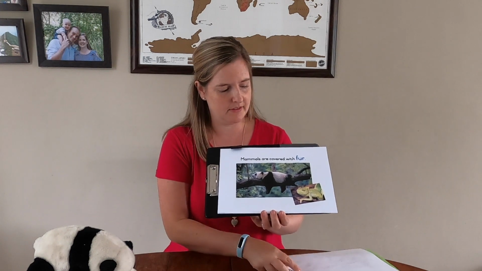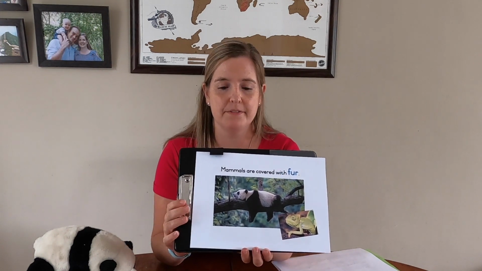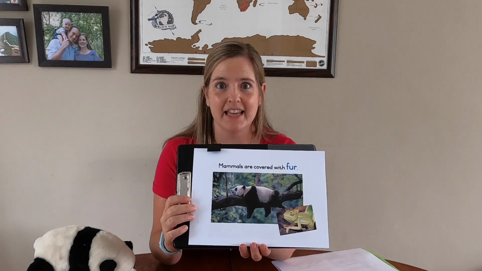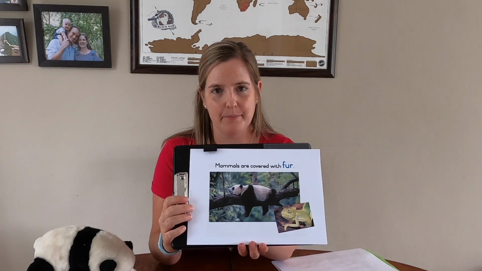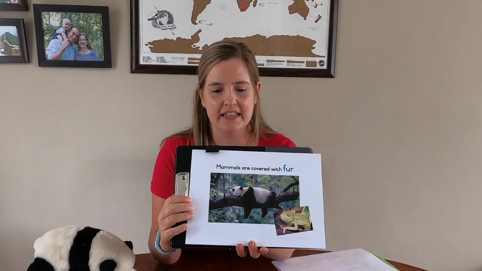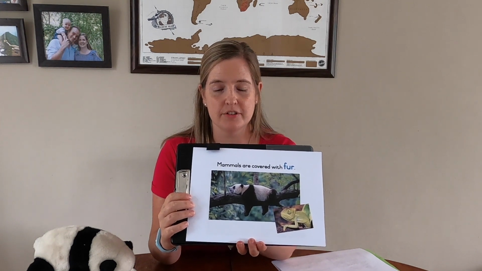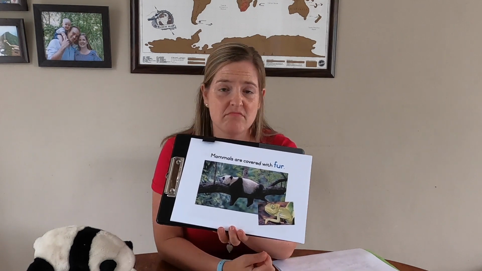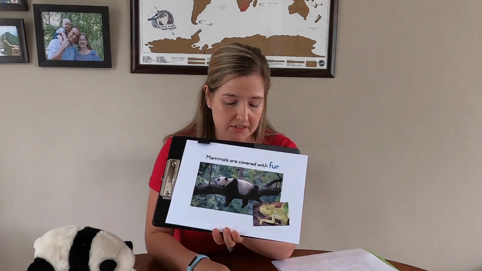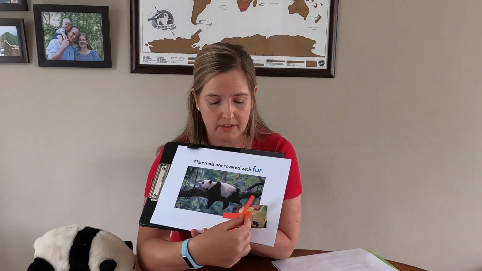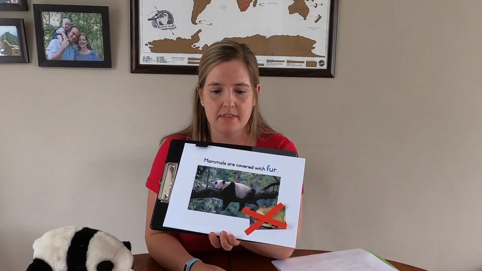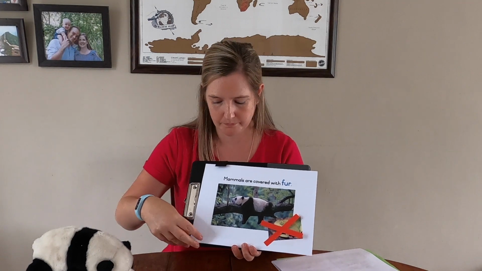Okay, mammals are covered with fur. So we've got a picture of a panda here. Hey, it's a panda, like Pandemonium over here. And he is covered in fur, so he is a mammal. Whereas we've got a little chameleon over here. He doesn't have any fur, so he is not a mammal. He belongs to a different group, but not mammals. Okay, the panda is a mammal.